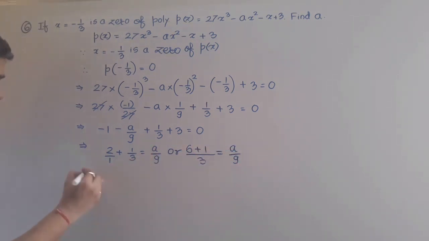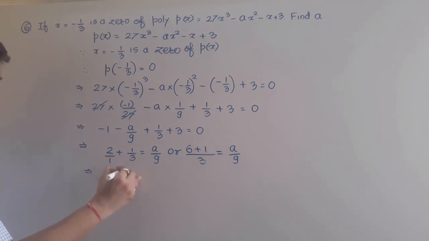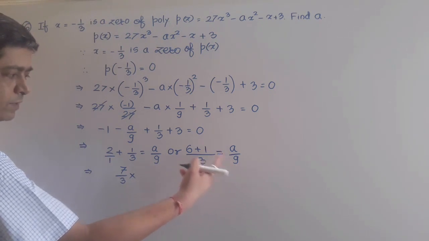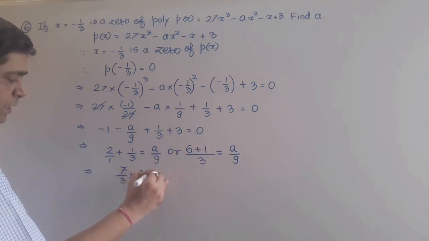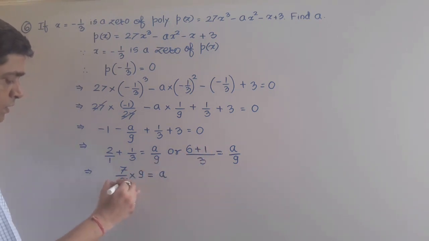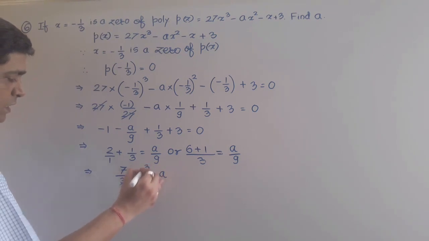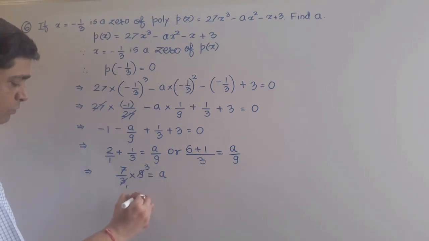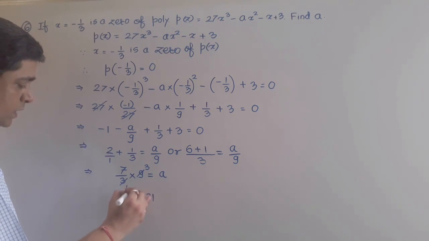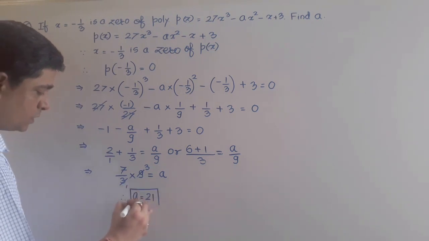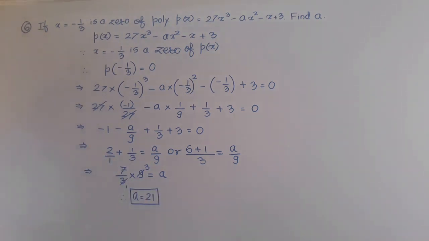Now 6 and 1 you can add, that will become 7 upon 3, and 9, that is in division. If I transfer it here, it comes in multiplication, that will be a. 3 ones are 3, 3 threes are 9. So I can say that the value of a will be equal to 21. This is your answer.